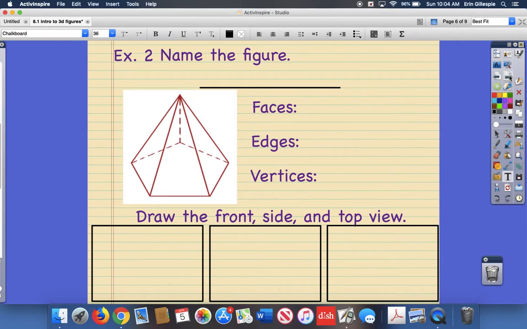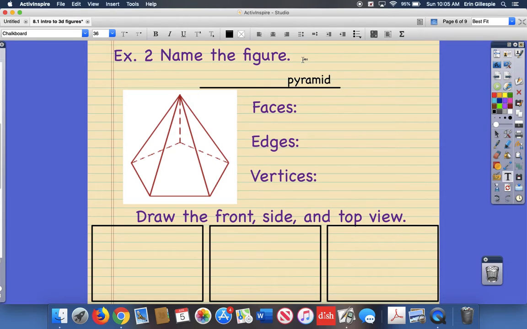All right, let's take a look at another one. Name the figure. So remember, first name, last name. See if you guys could figure this one out on your own. Pause it for a sec. All right, first name, last name. Let's maybe start with the last name. Is this a prism or is this a pyramid? Well, I can see that there's a bunch of triangular faces all coming up to this one vertex here, this one point. So this is a pyramid. That's the last name. What's the first name?